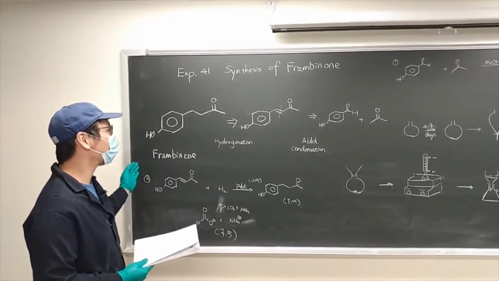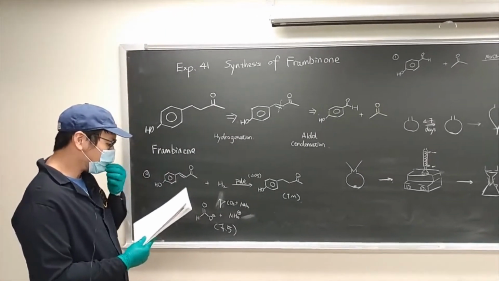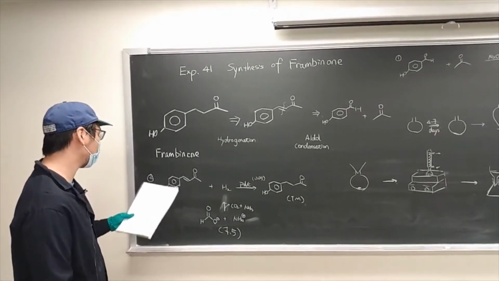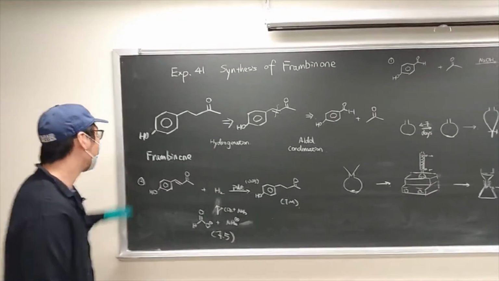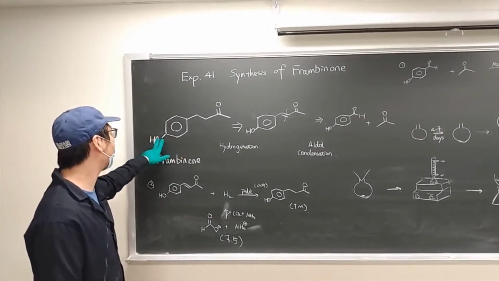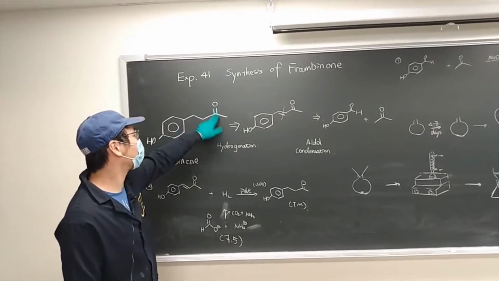As you all know, Frambinone is a known chemical frequently used in perfume and cosmetics because of its smell. And that's the structure of Frambinone. We can see we have a hydroxy group here and also a ketone group here.